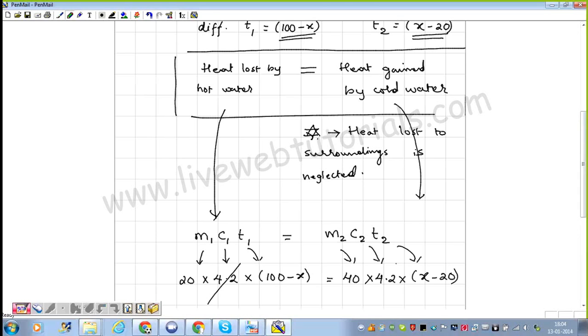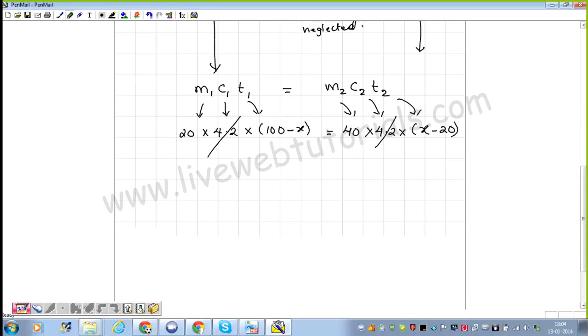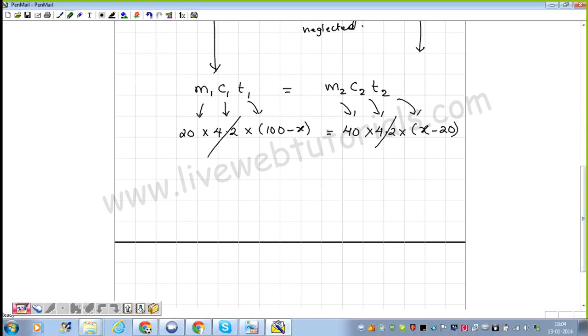Out of these, 4.2 can straight away be struck off. I can also remove a 10 from 20 and 40 because they are outside the brackets. So what I'm getting is 2(100 minus x) is equal to 4(x minus 20). This is a simple linear equation. So this is going to be 200 minus 2x is equal to 4x minus 80. Just bring this minus 2x here. So that's 4x plus 2x, that's going to become 6x.